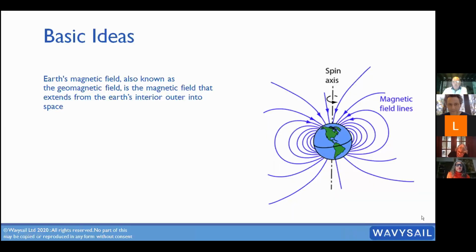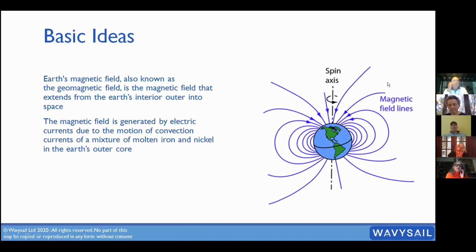Okay, we use the Earth's magnetic field, also known as the geomagnetic field, the field that extends from the Earth's interior outer into space. It's basically the big magnetic field that keeps us protected from the sun and some harmful rays and things like that. But it actually also works as a magnetic compass for us. So as the Earth spins, this magnetic field turns and off it goes.